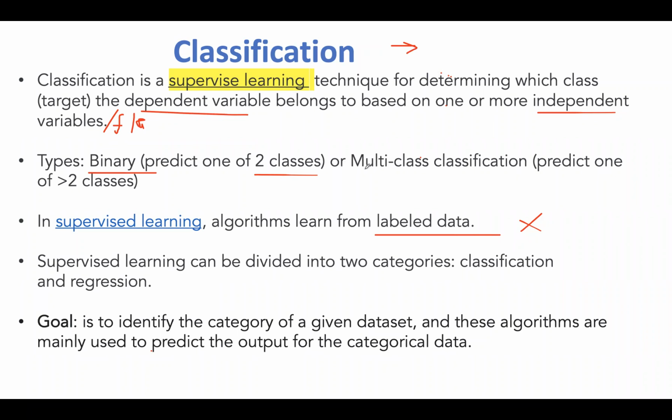The second type of classification is multi-class classification, where the task here is to predict one of more than two classes. It could be you have 3 classes, 4 classes, 5 classes. We call that a multi-class classification problem, where you want to predict one of more than 2 classes, okay?